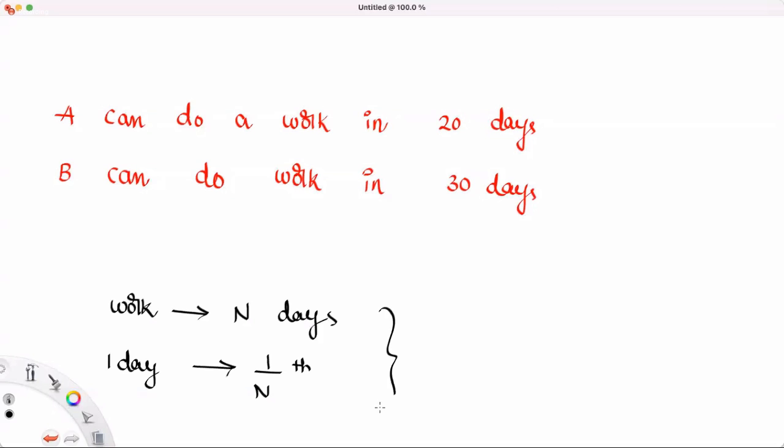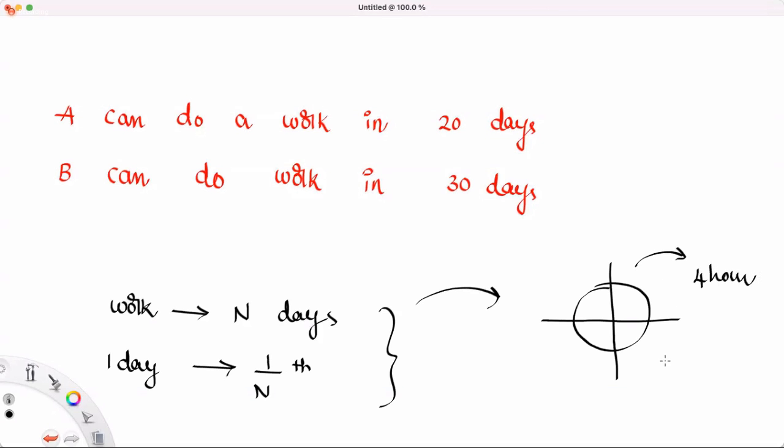If you are unable to understand this point, you can think of it like this. There is a circular pizza, let's assume. You can eat this circular pizza in 4 hours of time. In 4 hours, you can eat the total pizza. In 1 hour, how much can you eat? You can eat 1 by 4th part of the entire pizza.